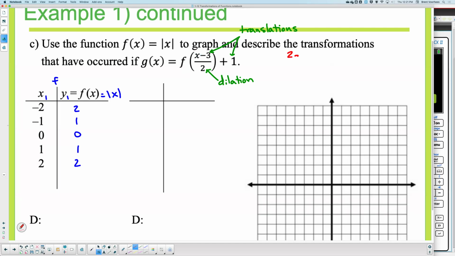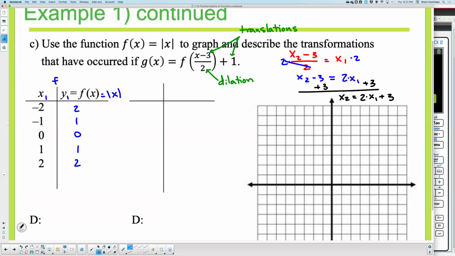To figure out the liar, this is going to become x2. So it's x2 minus 3 over 2 equals x1. We got to figure out the liar. You would multiply by 2. So I'm going to have x2 minus 3 equals 2 times x1. Okay, then what else would you do? Add 3. And that's because the x's are liars. It's 2 times x1 plus 3. That's because these are liars. I'll put plural this time because there were 2 transformations. So that's what's going to go in this column. G is going to be made up of, for our x's, the x2 is going to equal 2 times x1 plus 3.